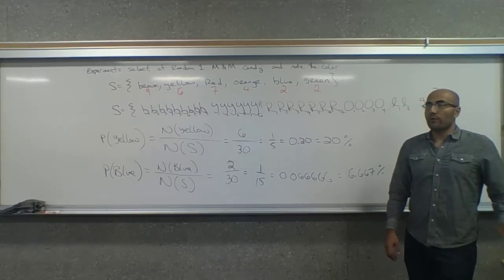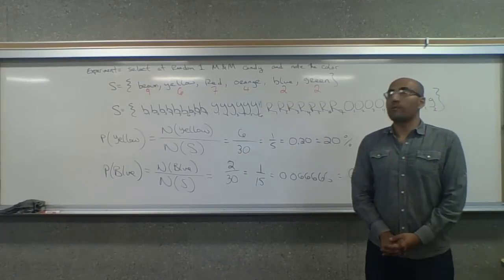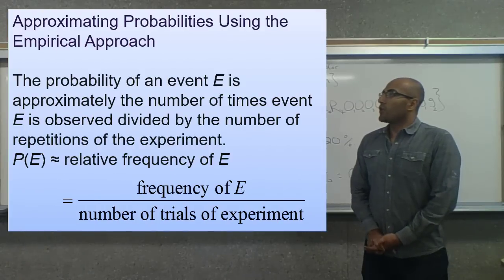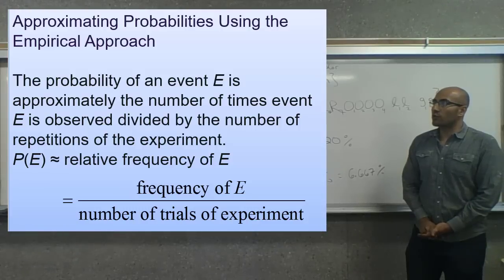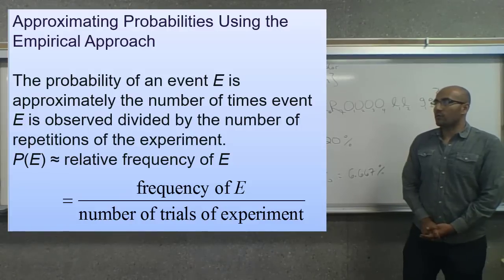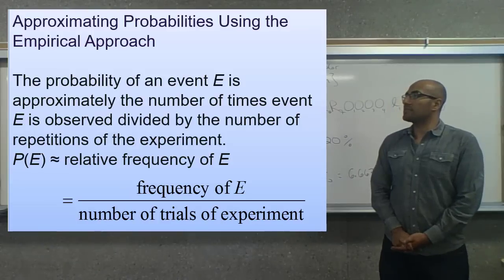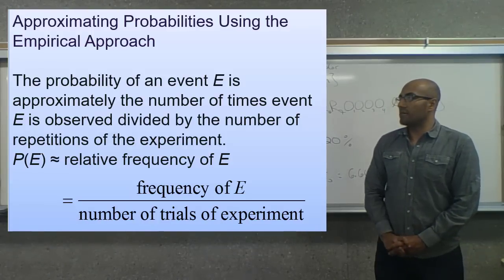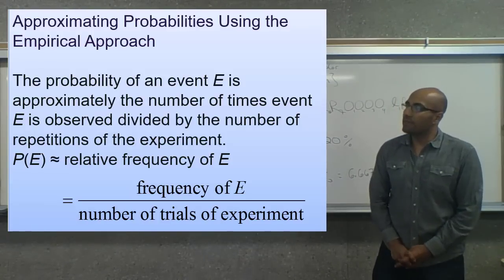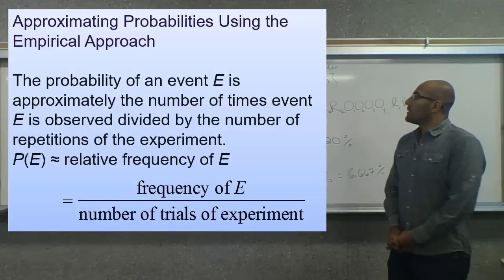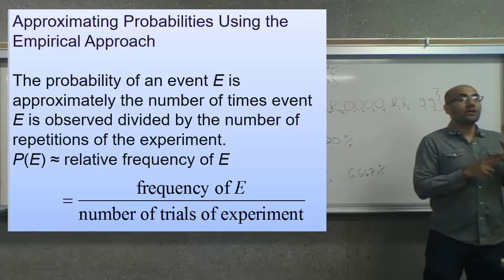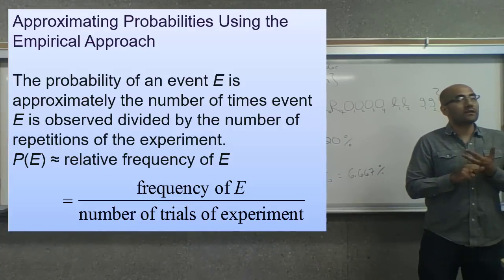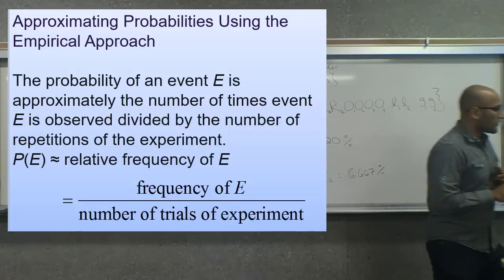So the other method that we're going to employ to figure out probabilities is called the empirical method. So the probability of event E is approximately the number of times event E is observed divided by the number of repetitions of the experiment. So P of E is equal to the relative frequency of E, the frequency of E divided by the number of trials of the experiment. So this goes back to a situation where we know what the outcomes are, but those outcomes are not necessarily equally likely of occurring.